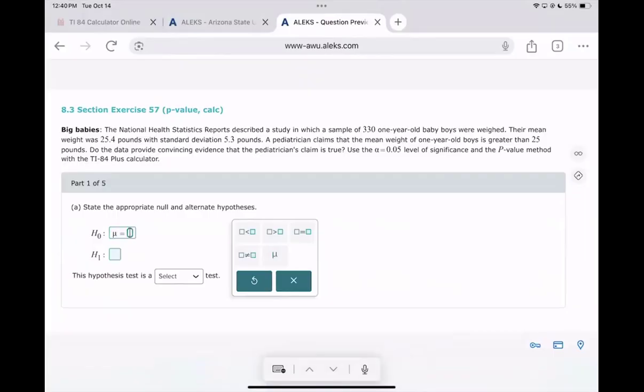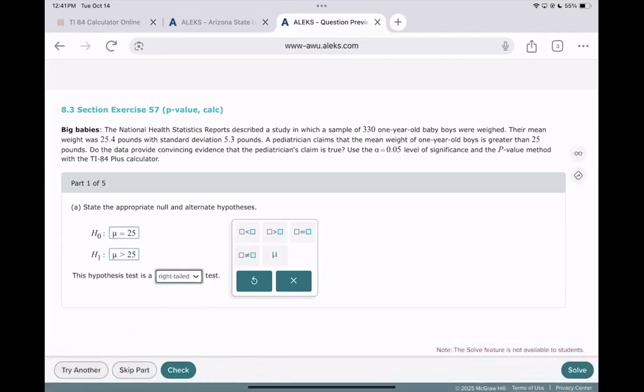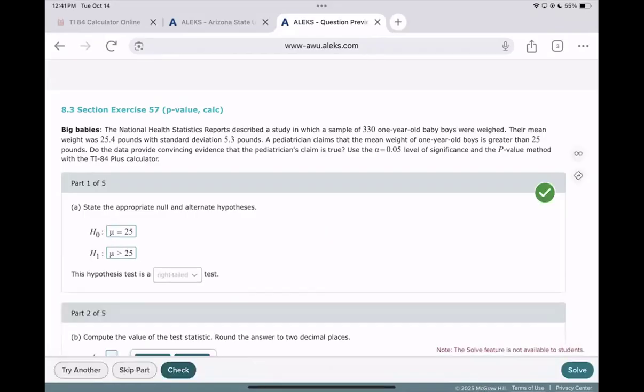It's that mu is equal to 25. The alternative hypothesis is that they're right, and they are claiming the mean weight is greater. So they are claiming that mu is greater than 25. This hypothesis test is a right-tailed test. So let's go ahead and check that, and everything should work out.